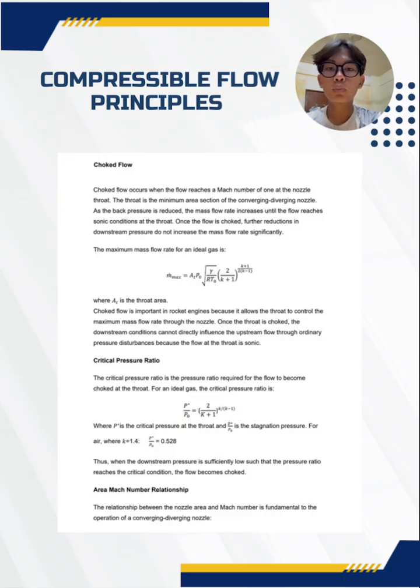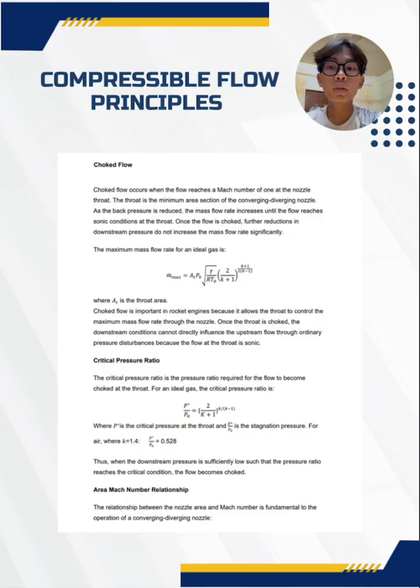This is very important in rocket engines because the choked throat controls the maximum mass flow rate through the nozzle. Since the flow at the throat is sonic, pressure disturbances from downstream cannot travel upstream and influence the flow. Next we have the critical pressure ratio.